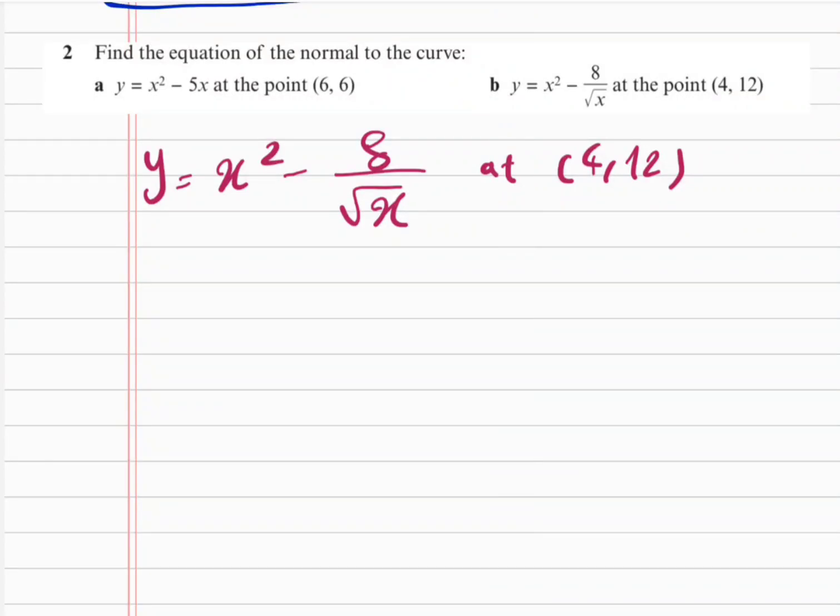Hi everyone, this video is on exercise 12 of question 2. So we want to find the equation of the normal to the curve with the equation y is equal to x squared minus 8 over root x.